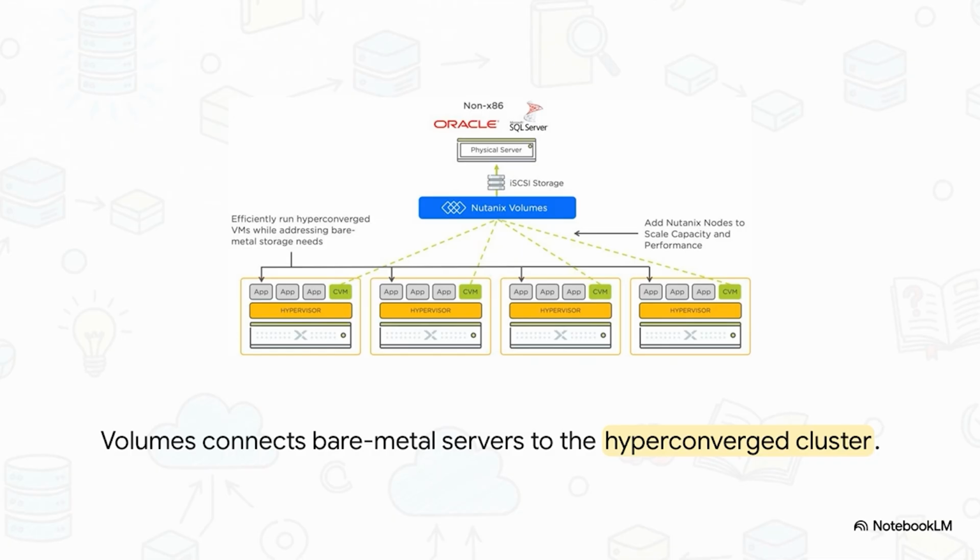A volume group is a logical collection of virtual disks that get presented to the external network as available block devices. It's awesome because it lets your bare metal servers tap into that highly redundant, super fast, hyper-converged storage pool without you having to buy, rack, or manage a completely separate traditional storage area network.